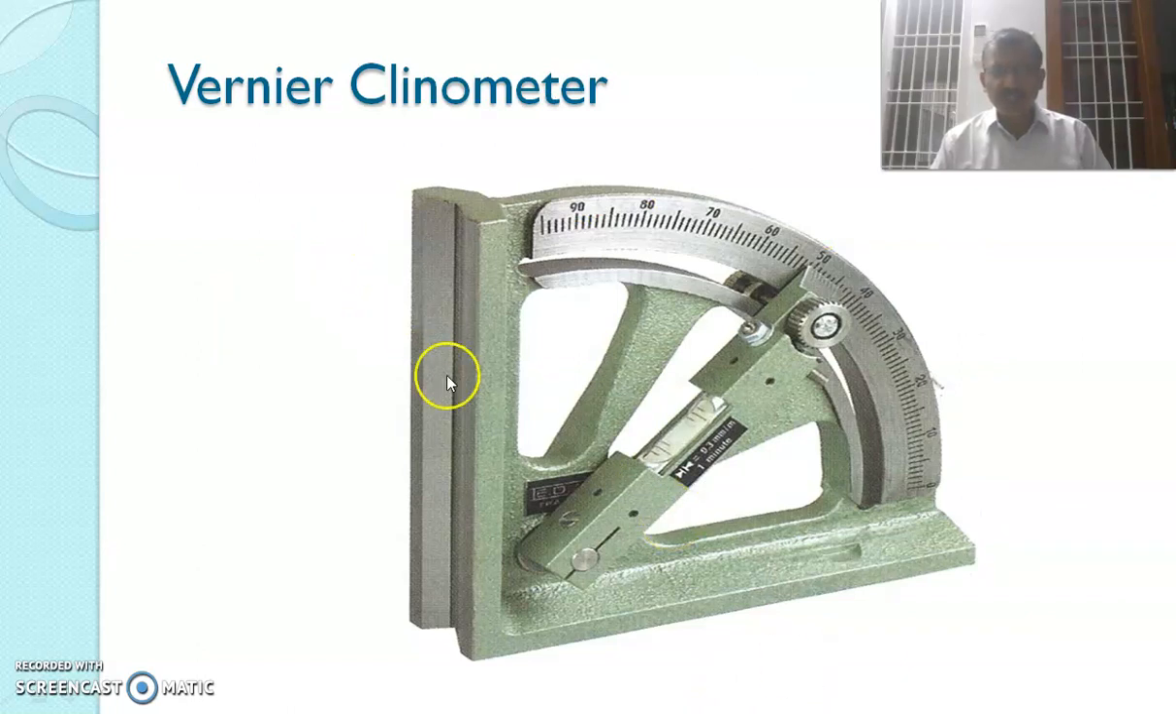This is the arrangement of a vernier clinometer. In the vernier clinometer, this is a frame, and the frame consists of a spirit level. In the spirit level there is a bubble present. You can set the clinometer at any level. This is the base of the clinometer, and this is a circular scale.